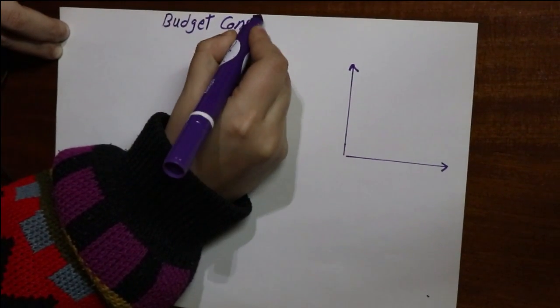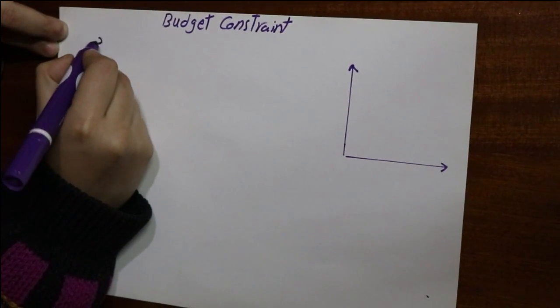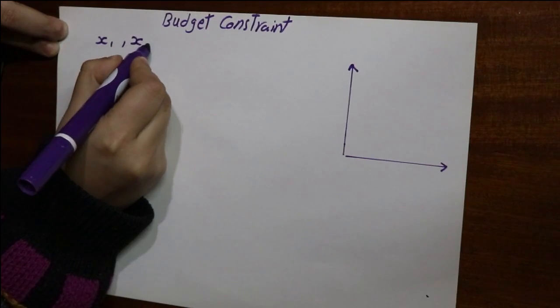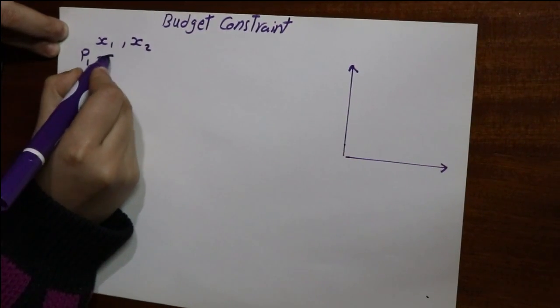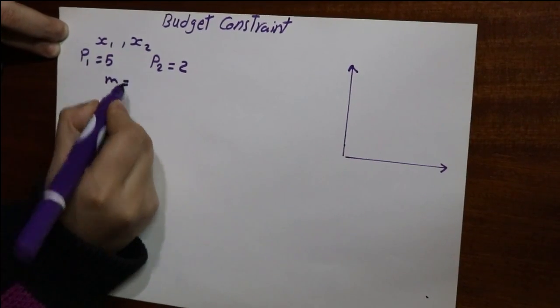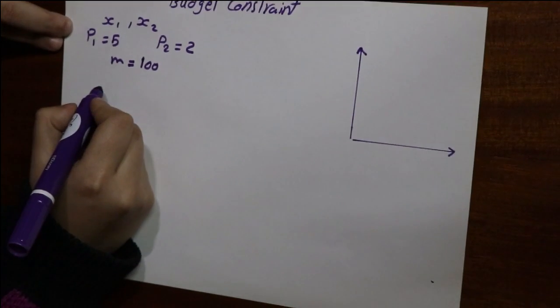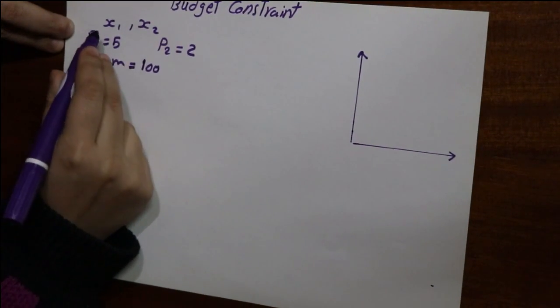Let's start with an example. I consume two goods, x1 and x2. The price of x1 equals 5, the price of x2 equals 2. My money income equals 100. I spend my money income on x1 and x2.